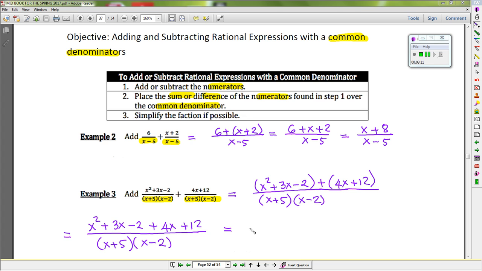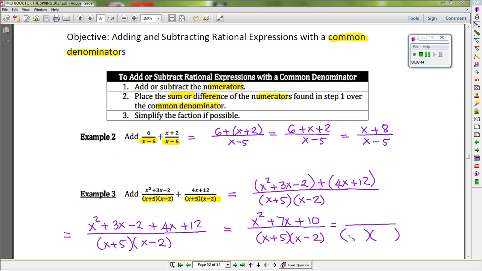Now I'm going to combine the like terms. Again, copy down the denominator. We have x squared, which has no like term, so x squared stays. Now 3x plus 4x is 7x. Negative 2 plus 12 will be positive 10. So now we have x squared plus 7x plus 10. Now let's see if we can factor this.